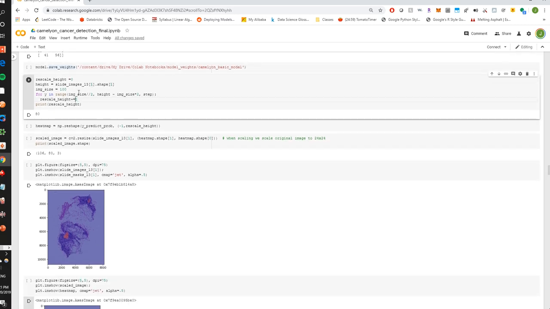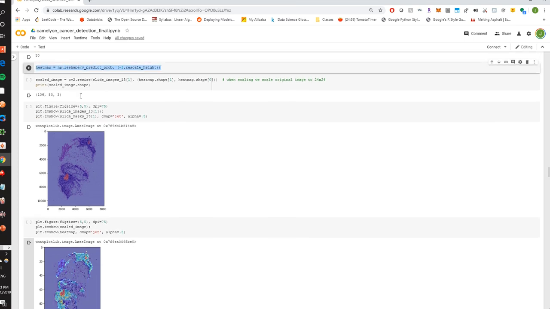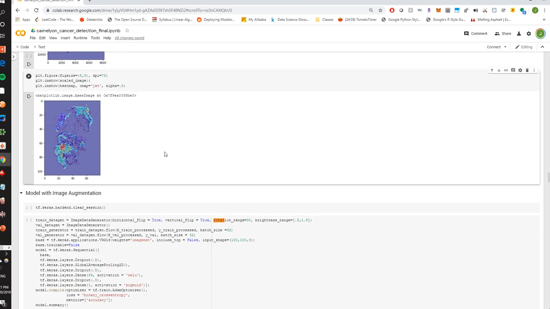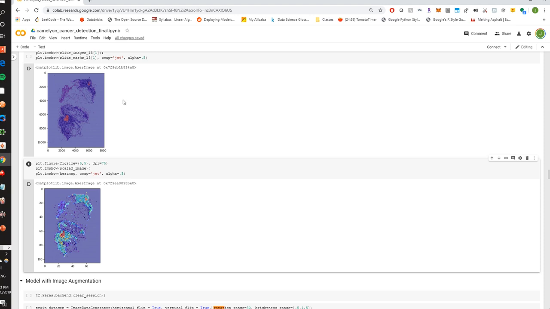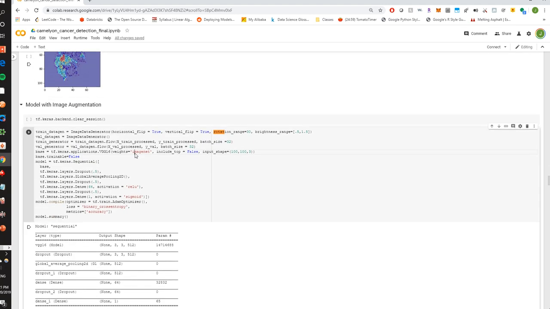I'm just saving down the model just in case it crashes. It's good practice. What else? So these are the heat maps on top of these cancerous cells.